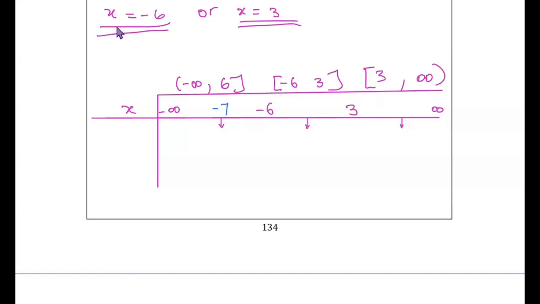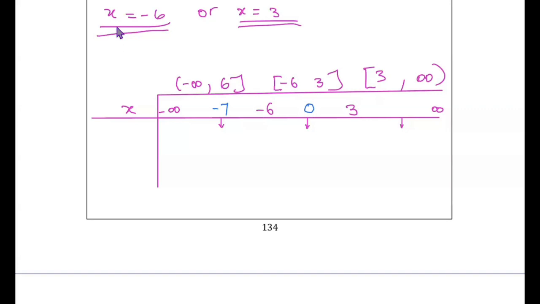And then from negative 6 to positive 3, since you go from a negative number to a positive number, it means 0 would be inside of this interval. And it's always better to take 0 because it will make it easier for you to plug in 0 and find a value.